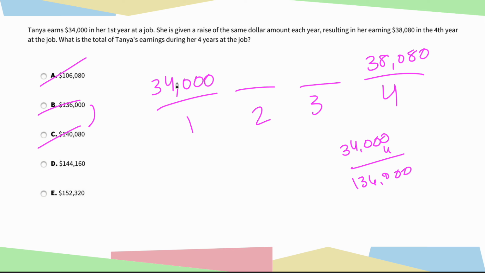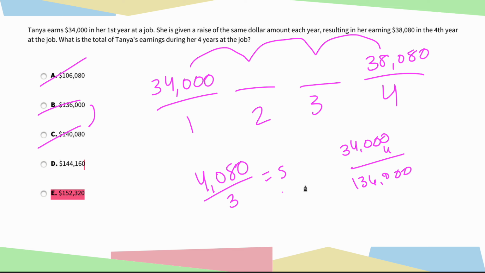So now we're going to calculate the actual dollar amount of her raise per year. To do that, I'm going to look at the total difference between years one and four. Just using subtraction, $38,080 minus $34,000 is $4,080. And I'm going to divide that by 3 because that's how many raises she got. When I divide that number by 3, I get $1,360 per year as a raise.